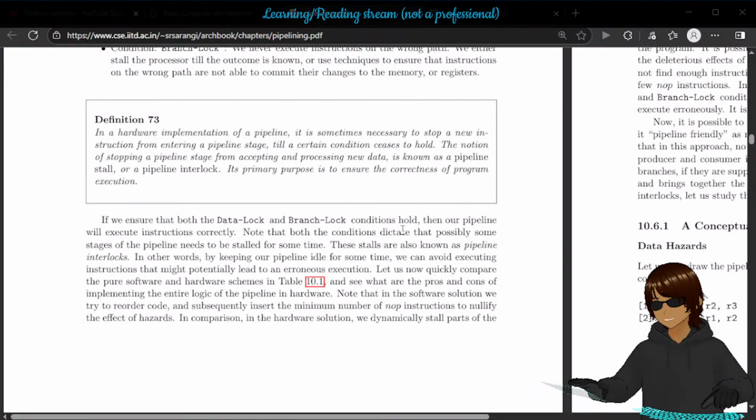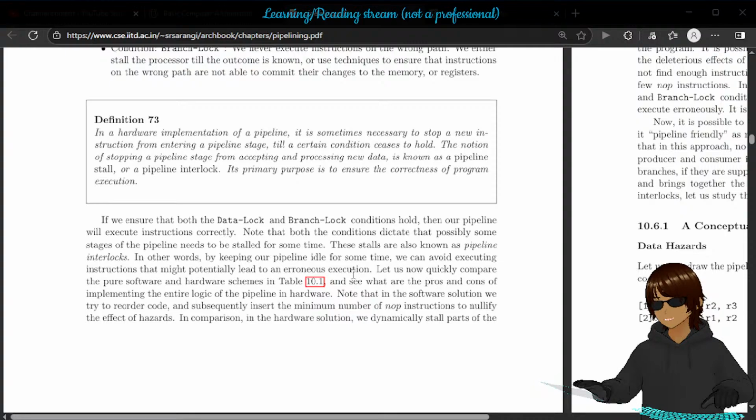You know that these conditions dictate that possibly some stages of the pipeline need to be stalled for some time. These stalls are known as pipeline interlocks. In other words, by keeping our pipeline idle for some time, we can avoid executing instructions that might potentially lead to an erroneous execution.